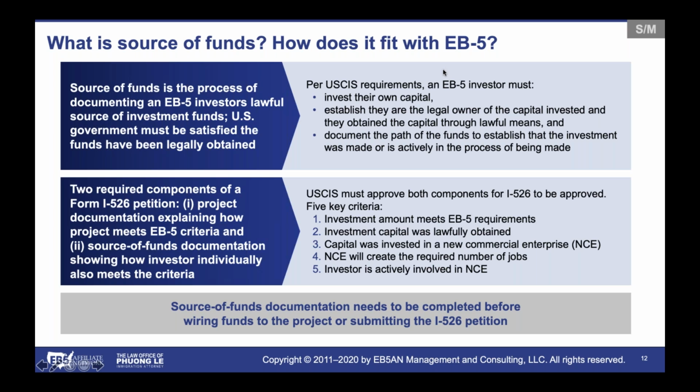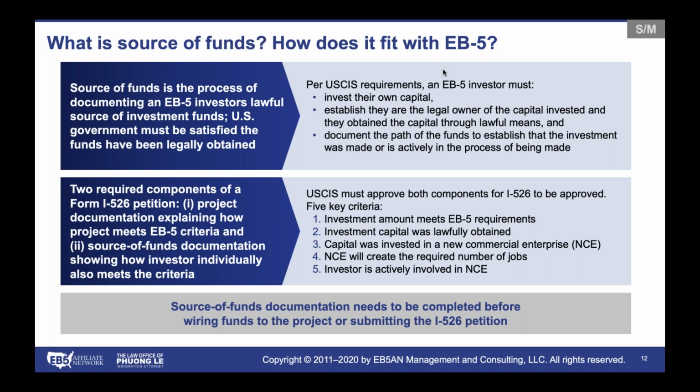So the first thing to think about with the source of funds is what is it and why is it important? When an investor is going through the EB-5 process and submitting their individual I-526 petition, there are two portions of that petition. The first portion is about the project. All of the details on how the project is going to create the jobs, how the capital is going to be invested, the NCE, the JCE, all of the meat of the EB-5 application on the project side comes into this portion of the application.